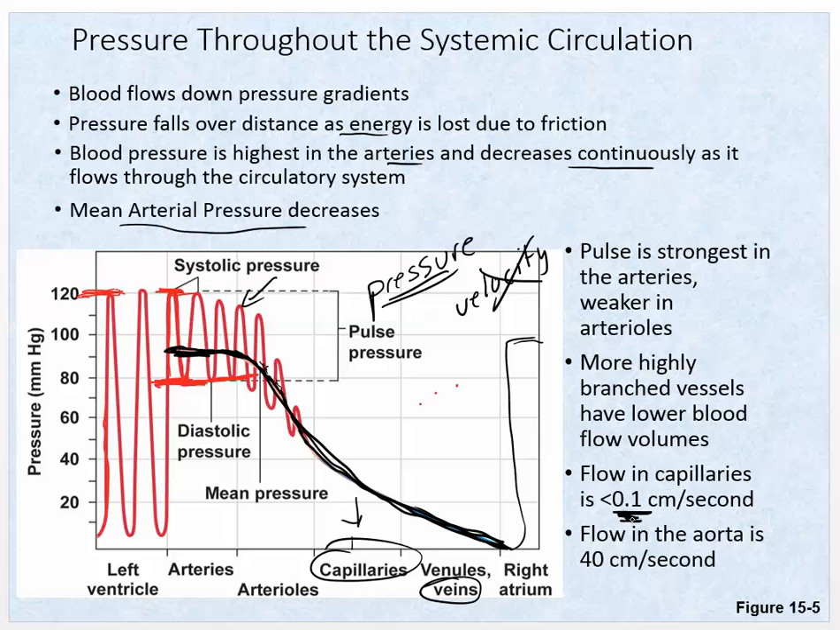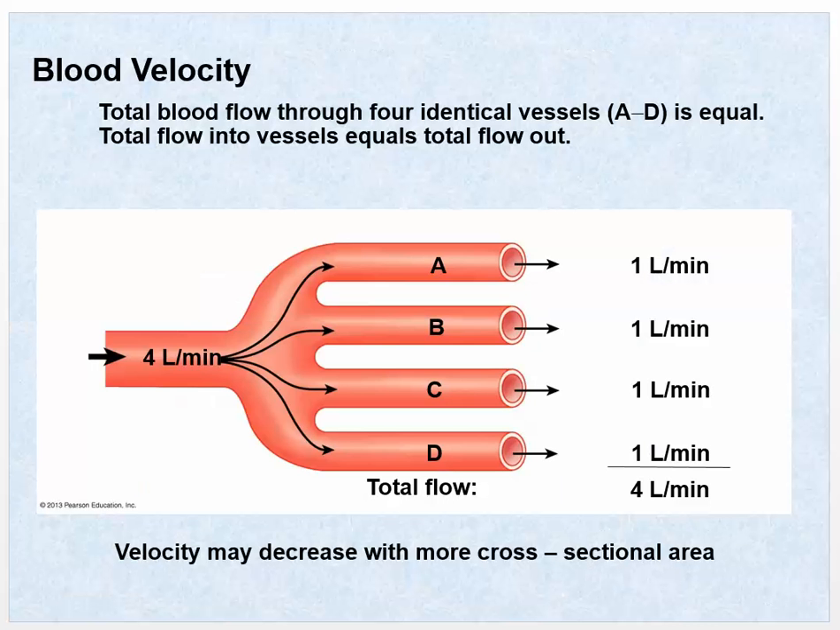So this is velocity, which we're going to revisit, and flow in the aorta is up to 40 centimeters per second. That's actually quite a bit. That's like 16 inches. There's about 4 inches in 10 centimeters. So that's about 16 inches in 1 second that it flows. However, in the capillaries, it's loping along very, very slowly.